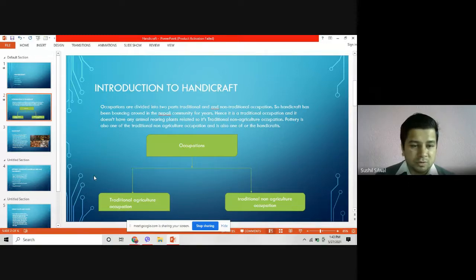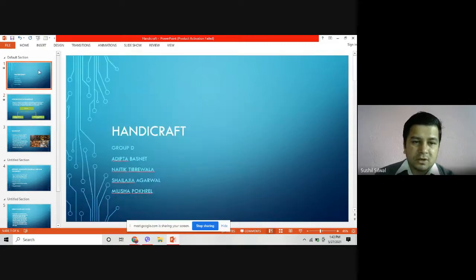Not only these two groups. Other groups also, please follow the same format. Don't keep any unnecessary things. And after you have all done it, please send me the assignment in Google Classroom. Go to the first slide once. Not only Adipta will send, Naitik, Sailaza, and Melissa, everyone has to send this same slide once you have all finalized it. Okay, that's cool.